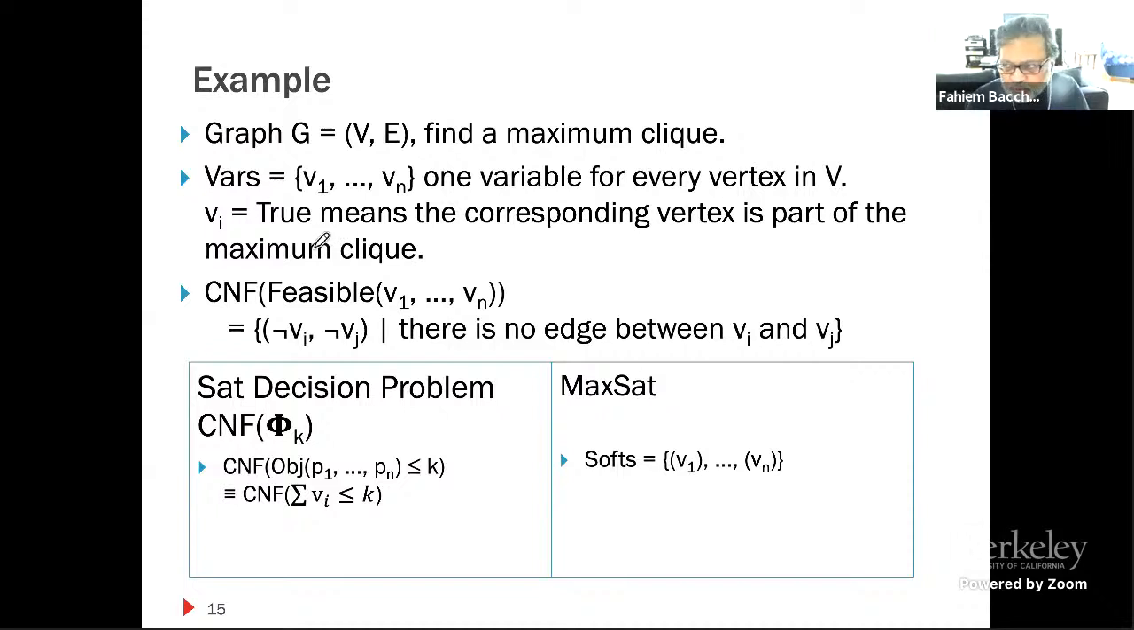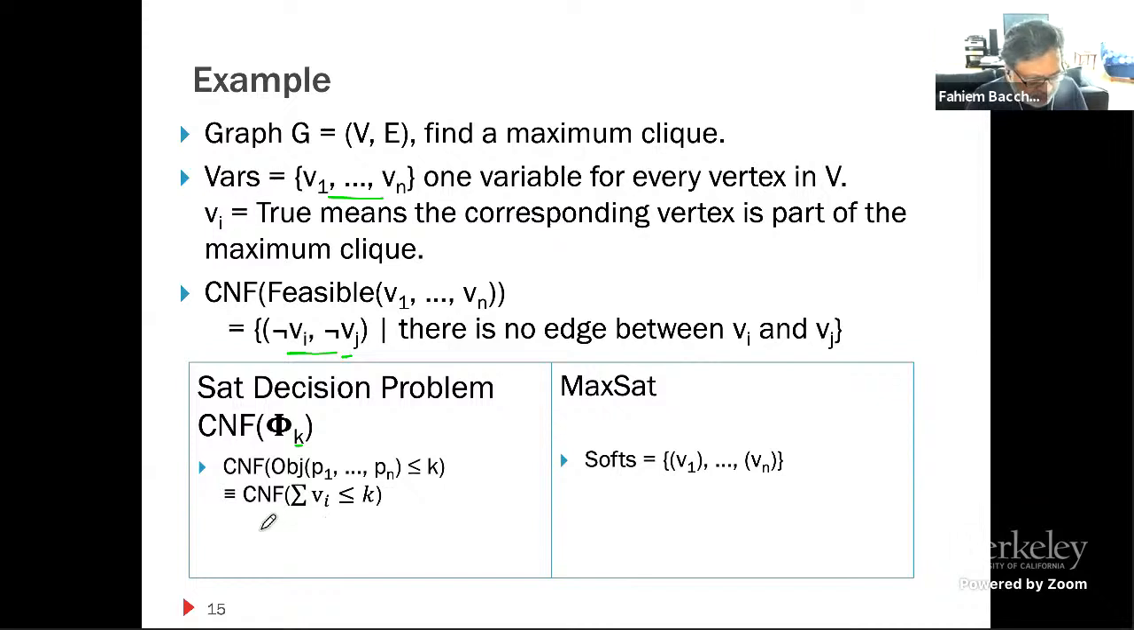And these propositional variables mean that if the propositional variable is true, it means that that corresponding vertex is part of your maximum clique. And then your feasibility conditions are simply the set of clauses that, well, if you don't have an edge between Vi and Vj, then either Vi is not in the clique or Vj is not in the clique. And then the SAT decision problem would be that, well, you have these feasibility clauses, you have these variables, and the objective function for a particular value of k would be that the sum of the propositional variables Vi is less than or equal to k.